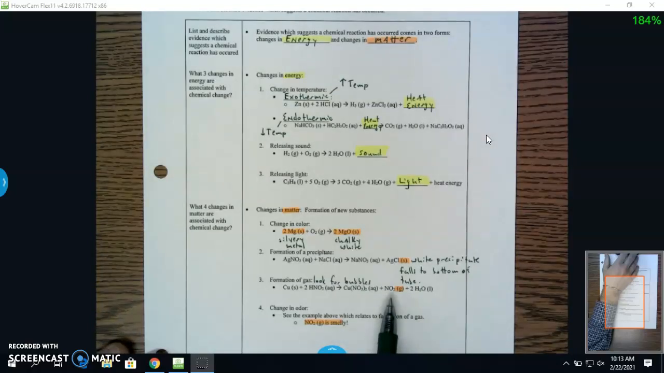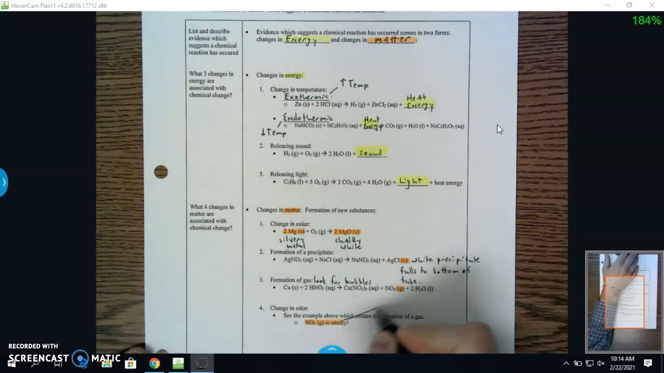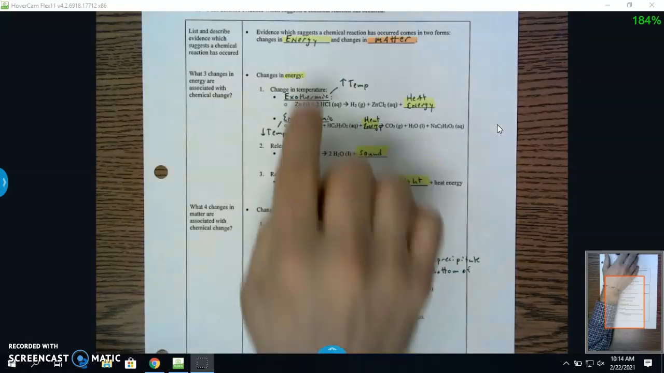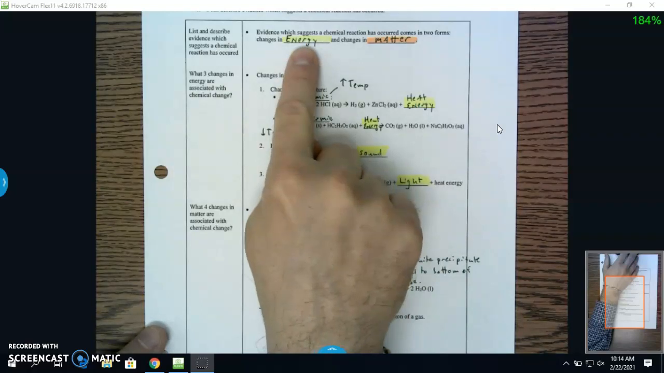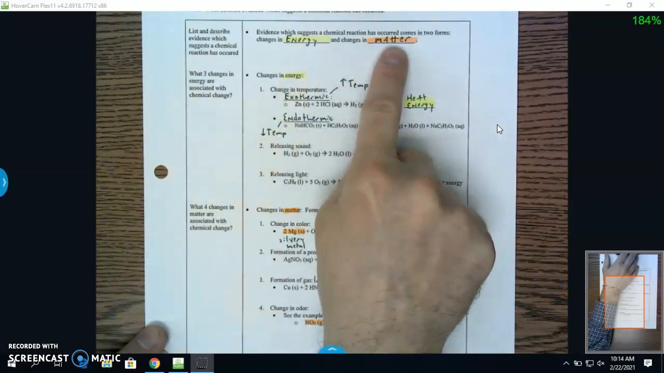Also note that NO2 is smelly. If you produce an odor, whether it's smelly or pleasant, that's a pretty good indicator that you've got a chemical reaction going on. So I'm going to draw an arrow up there. So 3 and 4 go hand in hand. Okay. All right. So again, this is about changes in energy state or changes in matter that we can look for that suggest that a chemical reaction has occurred.